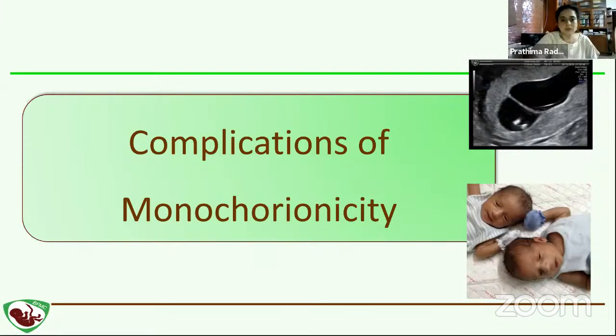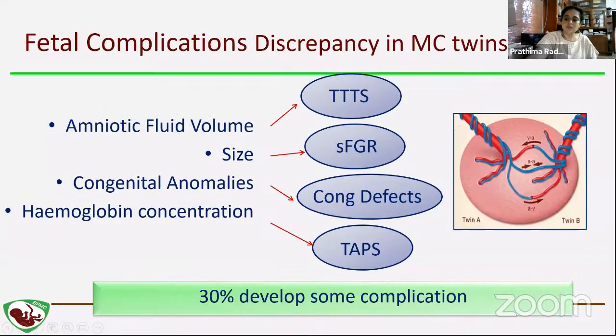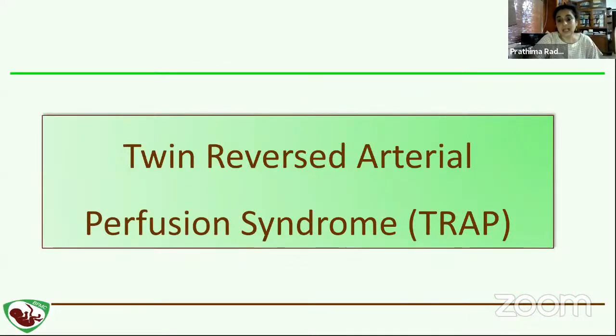With that, we'll come to the complications in monochorionicity, and most of you are already aware that there is a discrepancy in fluid, which is twin-twin transfusion syndrome, discrepancy in size, which is selective growth restriction. You can have discrepancy in congenital defects, and of course twin anemia polycythemia syndrome, and about 1 in 3 monochorionic pregnancies can run into trouble with any of these.